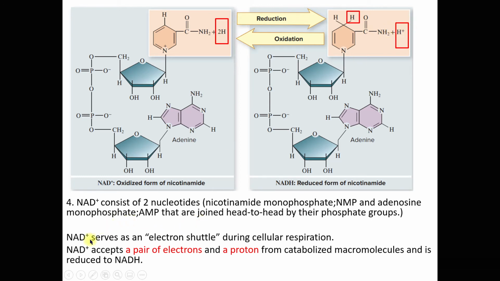So NAD plus serves as an electron shuttle during cellular respiration, because the NAD plus carries and transfers that pair of electrons. So we can conclude here that NAD plus accepts a pair of electrons and a proton from catabolized macromolecules and is reduced to NADH.